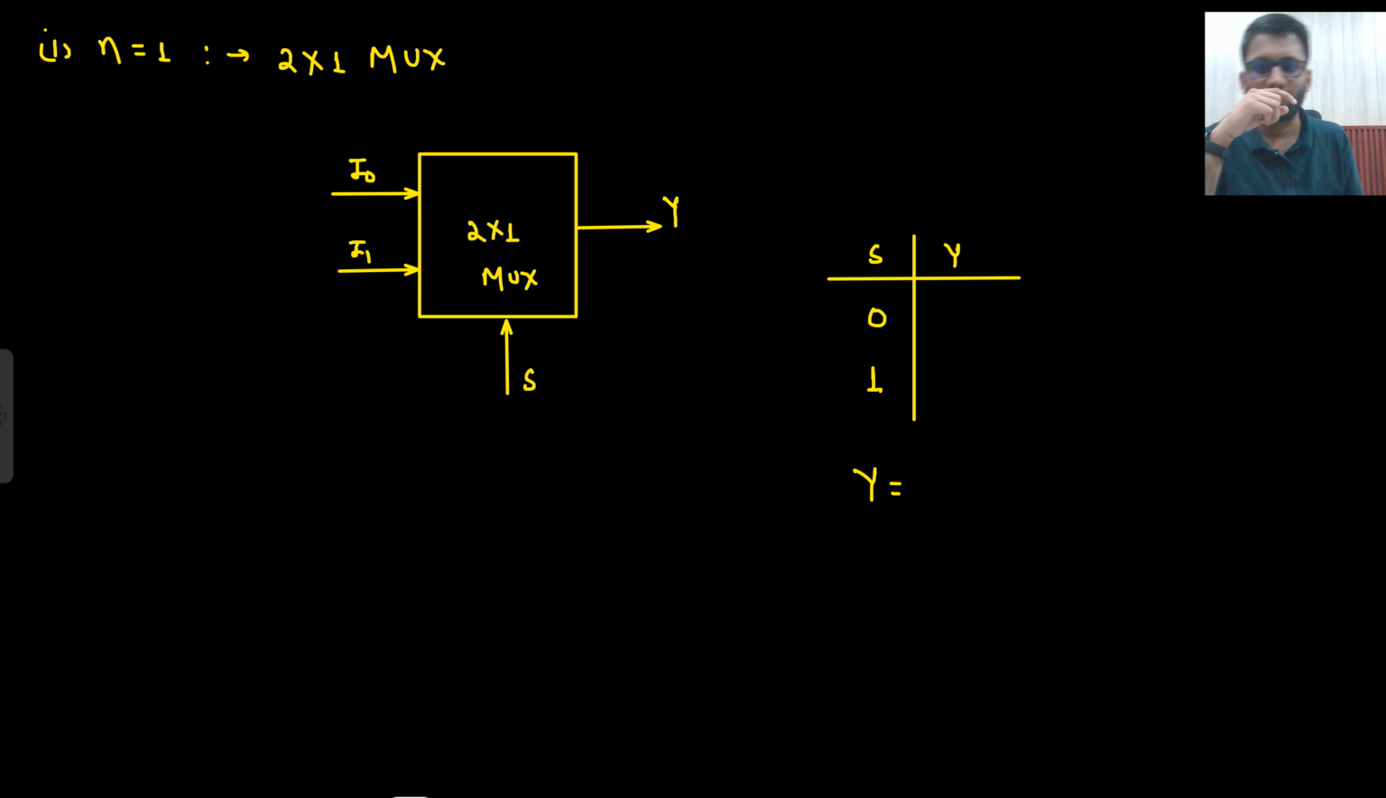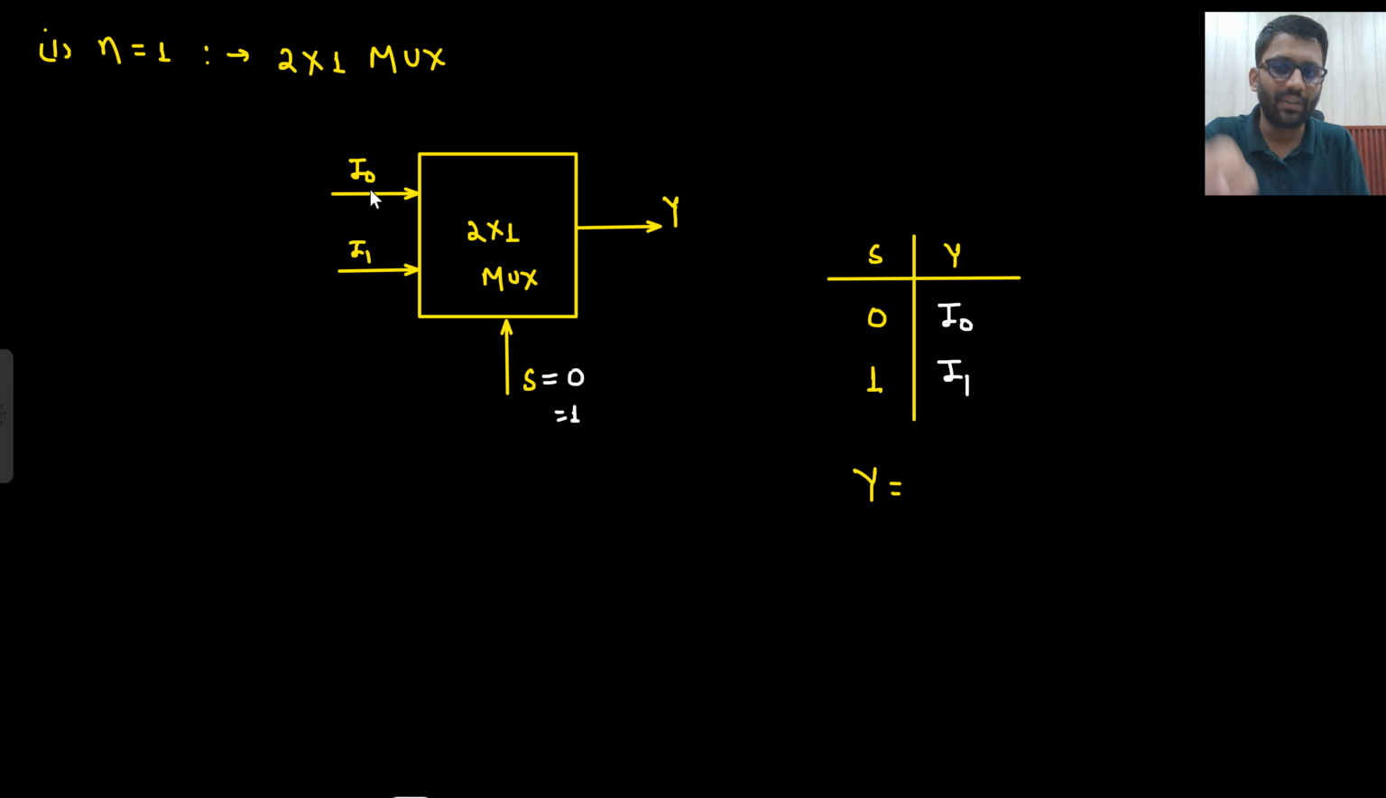Okay, let's study about the 2 cross 1 mux. So there will be 2 inputs, 1 output, and 2 to the power 1 is there, so 1 select line will be there. What will this select line do? Now this select line can vary, it can take 0 value as well as 1 value. So if the select line is 0, then I0 will be taken out, and if the select line is 1, then I1 will be taken out. So the select line can vary its value.